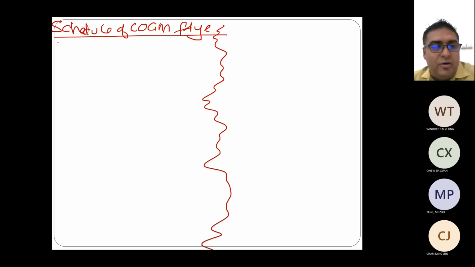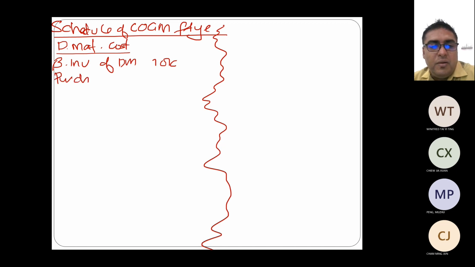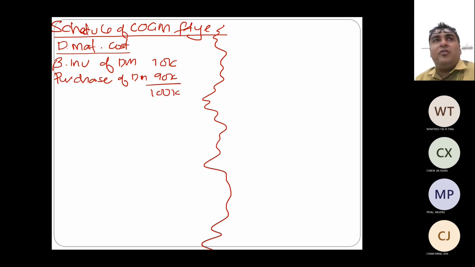Whereby you have your direct material cost. Now, how do you calculate direct material cost? You have the beginning inventory of direct material, let's say 10,000. Then you plus the purchase of direct material, 90,000, gives you direct material available for use. Okay, gives you direct material available for use. Next, you minus your ending inventory of direct material, let's say 20,000.